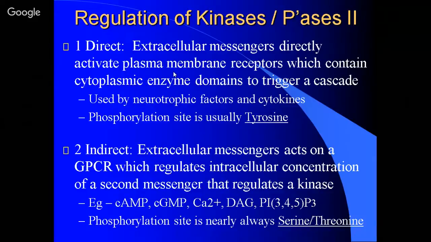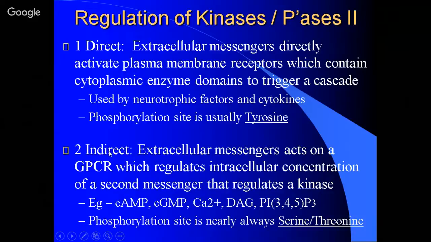That does the trigger. That protein then phosphorylates what is nearly always a tyrosine. So the mechanism is external ligand, plasma membrane receptor, phosphorylation of tyrosine. That's it. You got it. It's done. That's only 2% of the time.